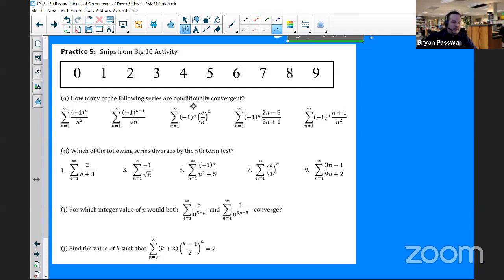So how many of these are conditionally convergent? Which of the following series diverges by the nth term test? For which value of p would both of these series converge? Find the value of k, so the sum of this equals 2. If you've been listening to these lessons and doing the problems with us, you've seen problems like this in each of our lessons. Now we're going to have a chance to put it all together. Here's a snip of what that activity looks like, but the whole activity is in the Dropbox. And we'll make sure we have a key in there for you as well by this evening.